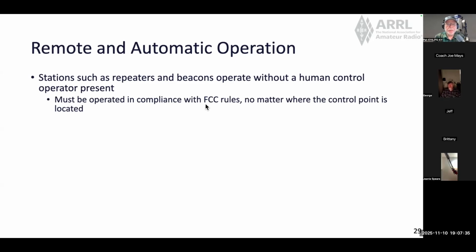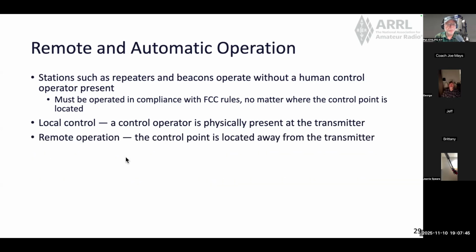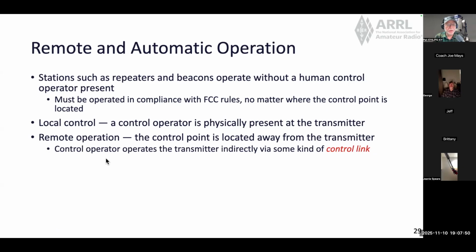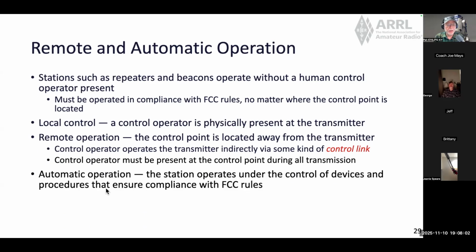They must be operated in compliance with FCC rules, no matter where the control point is located. Local control: a control operator is physically present at the transmitter. Remote operation: the control point is located away from the transmitter. A control operator operates the transmitter indirectly via some kind of control link. The control operator must be present at the control point during all transmissions. Automatic operation: the station operates under control of devices and procedures that ensure compliance with the FCC rules.